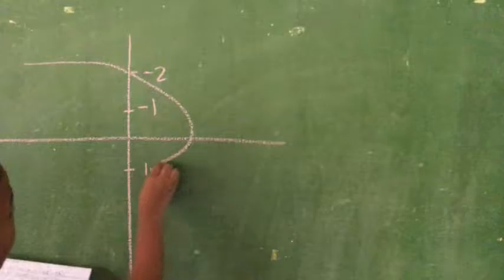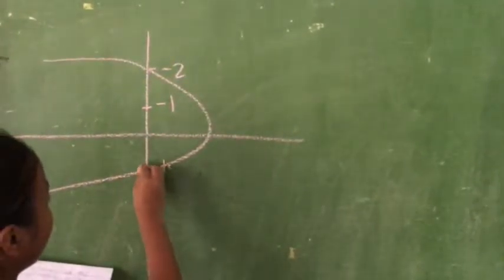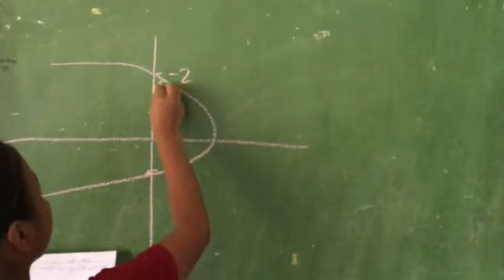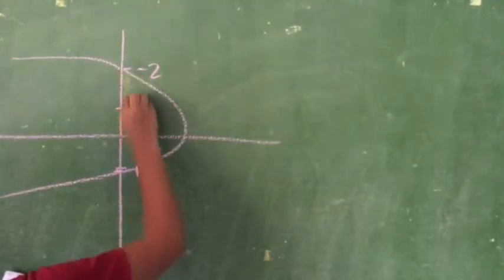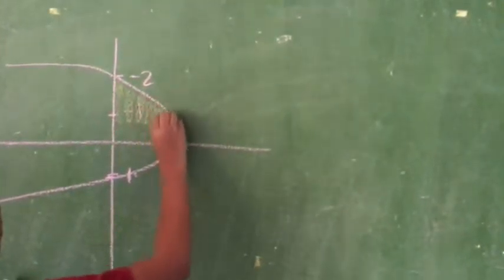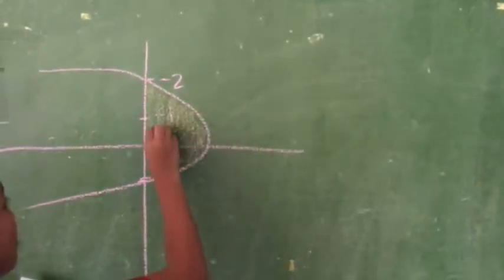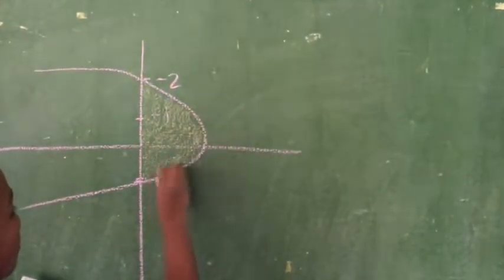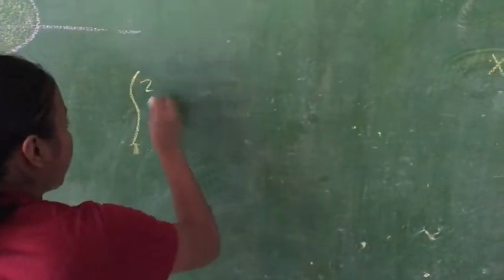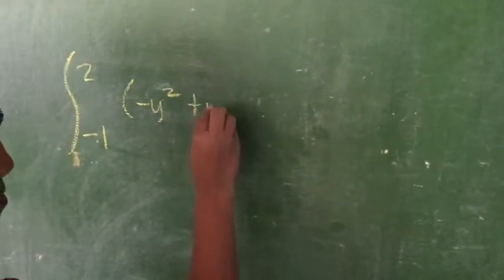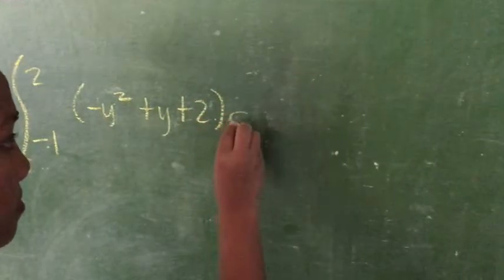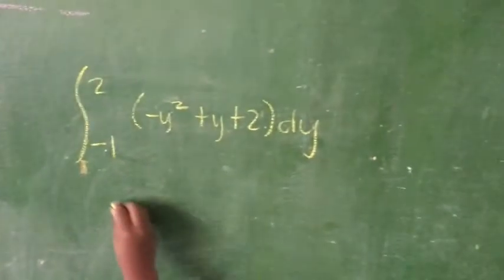Next is to illustrate the curve to easily calculate the area of the given function. Since we already know the limits of the function, we can now get the definite integral of the function: the antiderivative of negative y squared plus y plus 2 with the limits of negative 1 to 2.